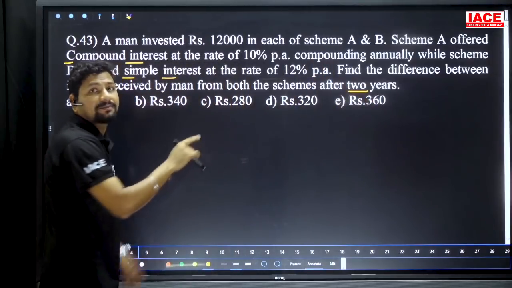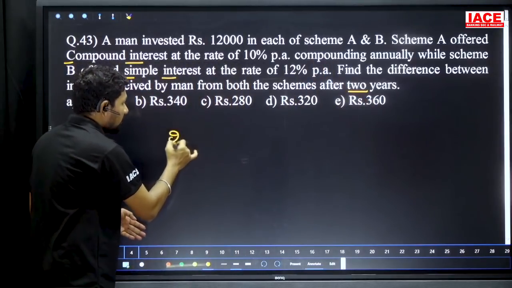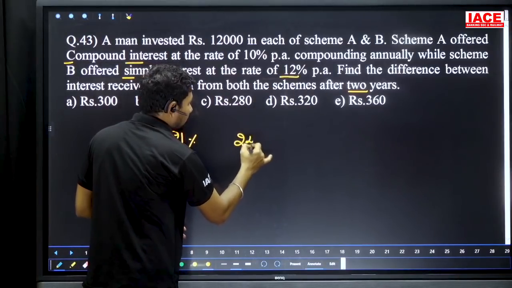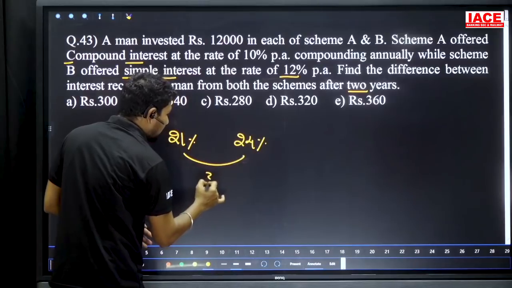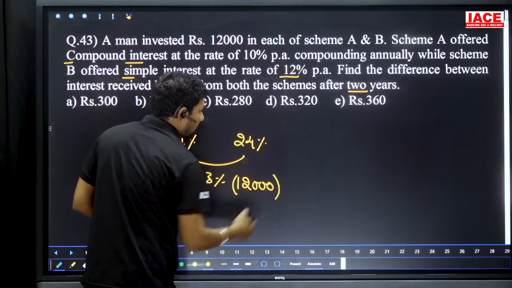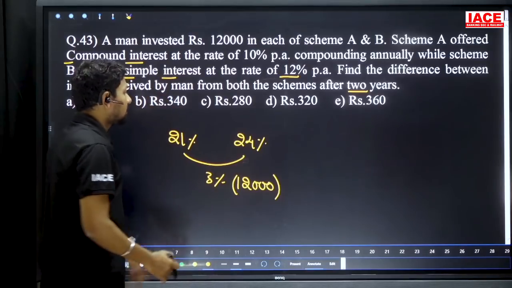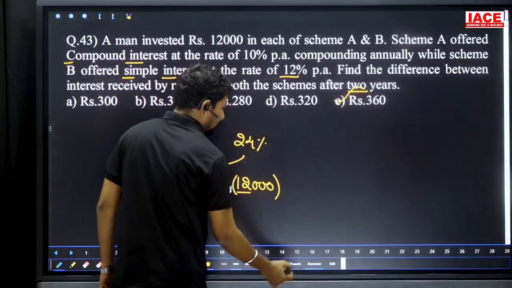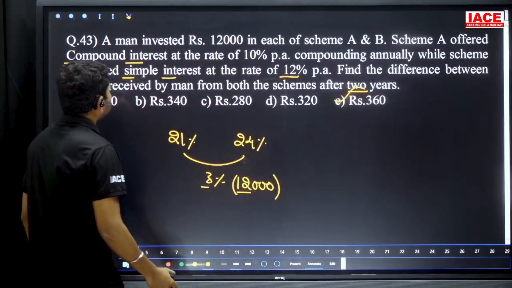Then 10% per annum for 2 years means it becomes 21%, and 12% per annum for 2 years means 24%, and the difference is 3%. 3% of the given principal value, 12,000. 3% of 12,000, 12 times 3 is 36. 360 is our answer. Option E here. Move to the next.